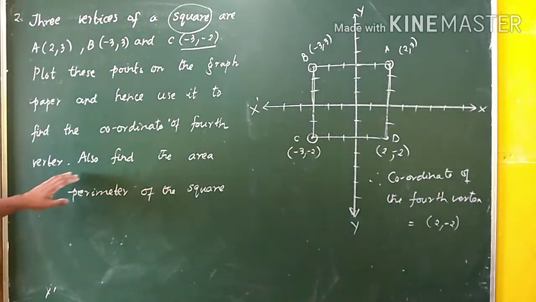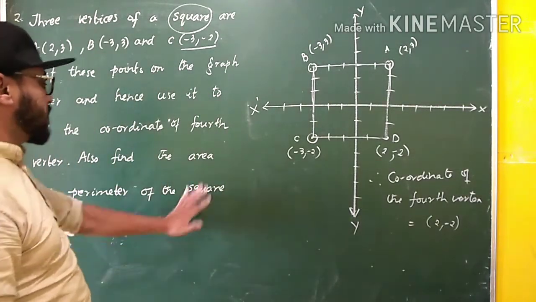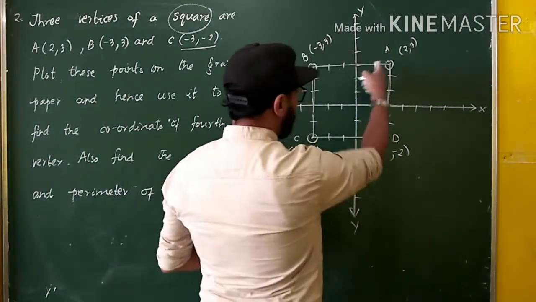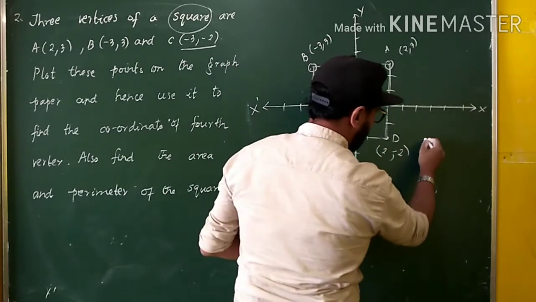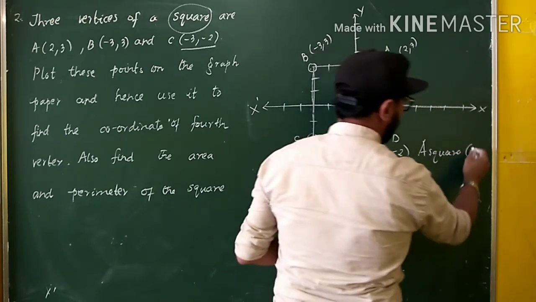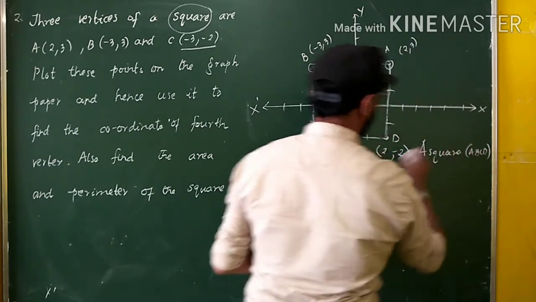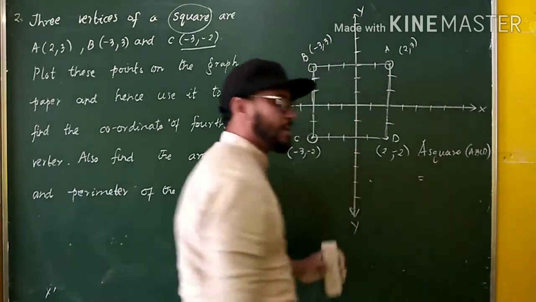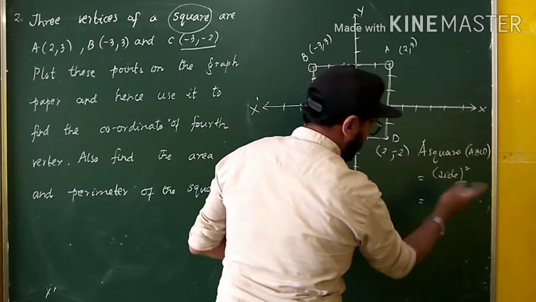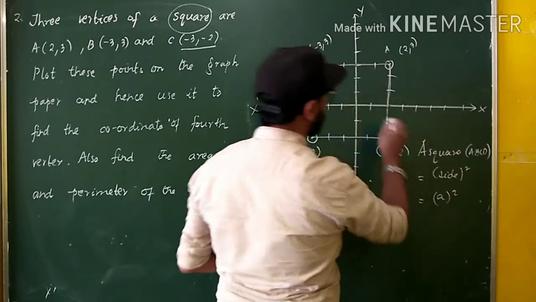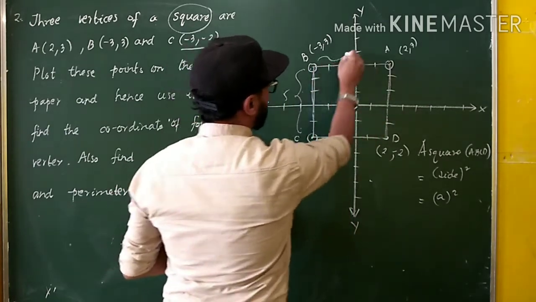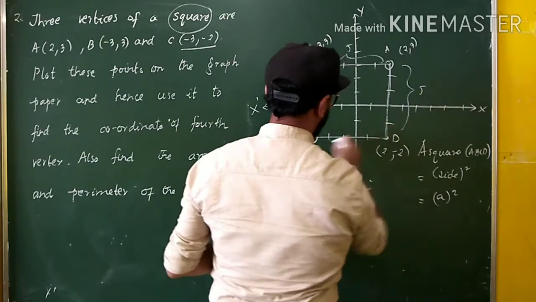Now let's move on to the next part. Also find the area and perimeter of the square. Now we use the formula. Now ABCD is a square. So how will you find the area of a square? What is the formula to find the area of a square? Side square. Or in the formula it is written as a square. a means side. So each side is equal. So this is your 5, 5, 5.